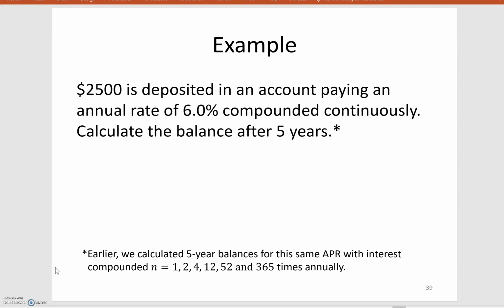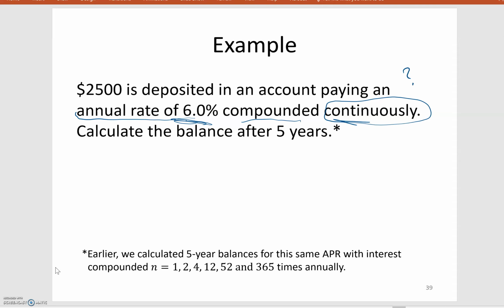So at first glance, this problem looks very similar to ones that we have done before. It's a financial model of some kind. We have an APR of 6%, and we have a compounding period, but then the thing that's different is that it says compounded continuously. So what does that mean? And then ultimately we want to find the balance in the account after 5 years.